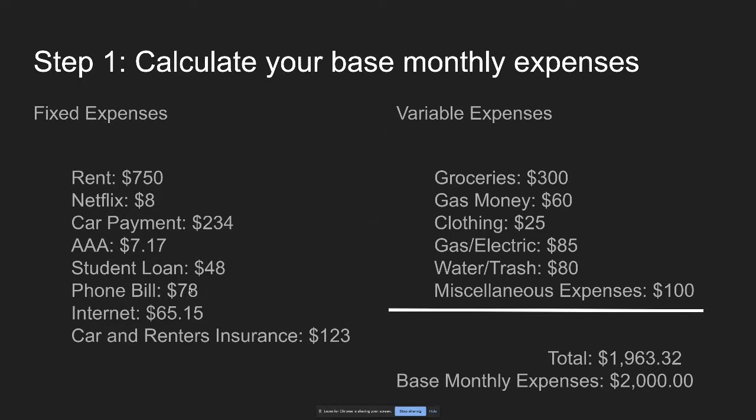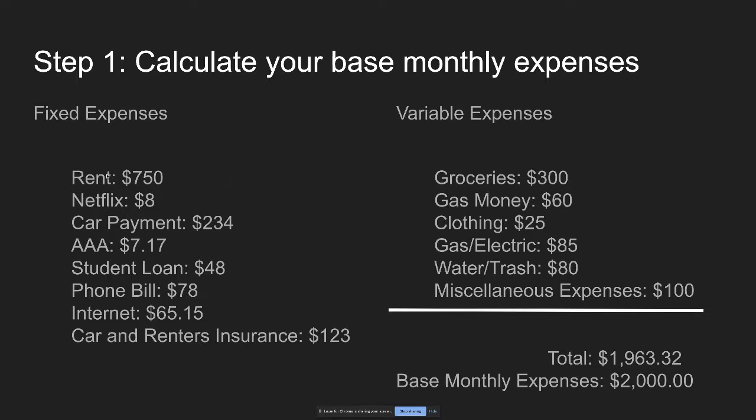For instance, my phone bill, and these aren't my numbers, by the way, these are just made up numbers, is always the same every month, whereas some people's phone bill is different from month to month. So they would put that in the variable expenses column. The way you're going to calculate your expenses is to write down every expense that you have on a monthly basis. Look through the last 3 months of your bank statements, see everything you spent money on, and categorize those purchases. And like I said, put them into fixed expenses versus variable expenses.